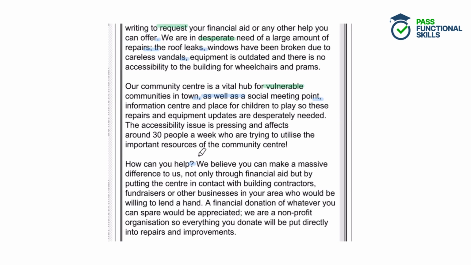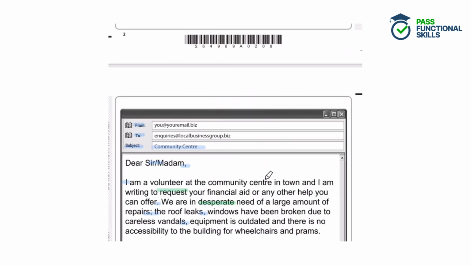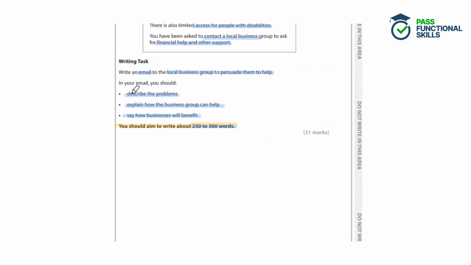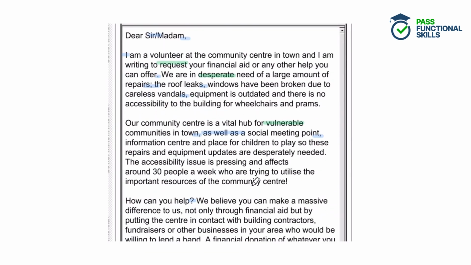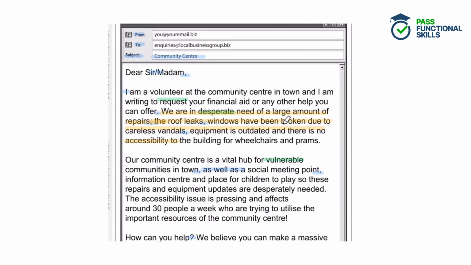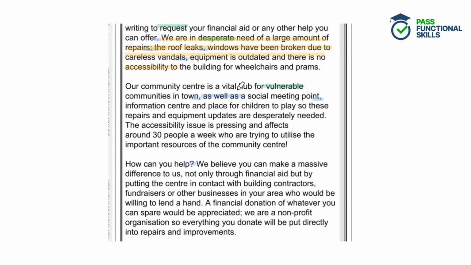Let's have a look at the details that have been used in this answer, because it's important for your details to be appropriate and be focused on the question. The question says that we should describe the problems to start with, and problems have definitely been described here. We're in desperate need of a large amount of repairs, and then they've included details such as the roof leaks, windows have been broken, equipment is outdated, and there's no accessibility. So they've explained the issues in some detail there.